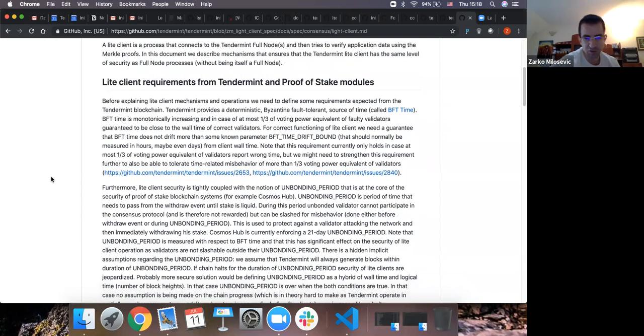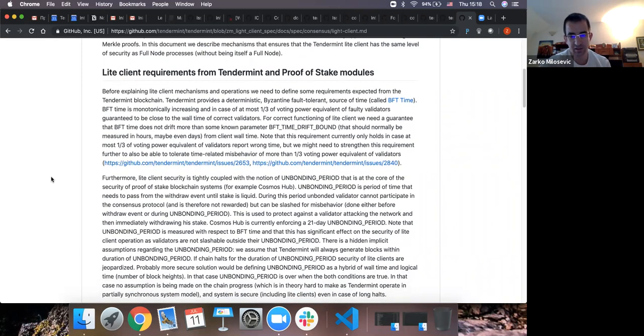The most important things are this concept of unbonding period, and the relation that the BFT time needs to be close to the real time, to the wall time. Otherwise, it's not obvious to me how you can figure out when you connect to a system whether you are still during the unbonding period or not.